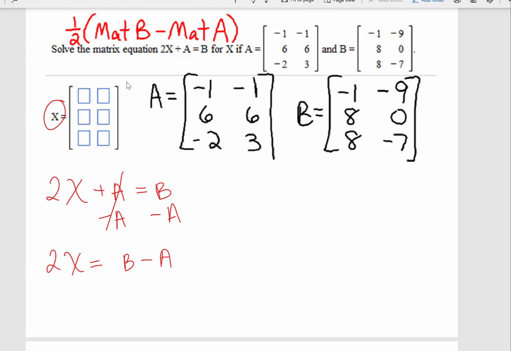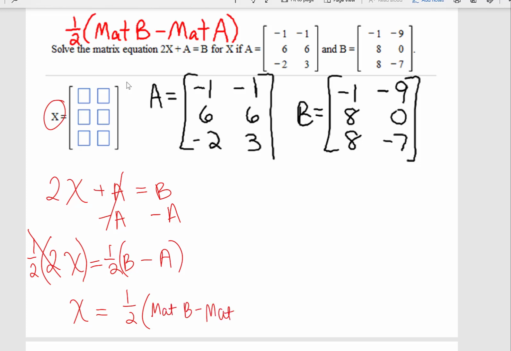You can divide both sides by 2. That's maybe where your brain's going right now, and that's okay. You can divide both sides by 2, and you absolutely can enter that into your calculator. Remember, another way to almost like undo the multiplying by 2 is to multiply by the reciprocal, which would be 1/2. So that's where we get that from. So I have x equals 1/2 matrix B minus matrix A. So that's what we're entering into our calculator.